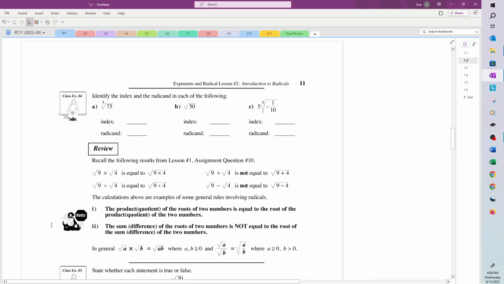We're going to identify the index and the radicand in each of the following. Pause it for a sec. I'm just going to do one and come back and check it. Okay, and pause it and I'll do the next two.